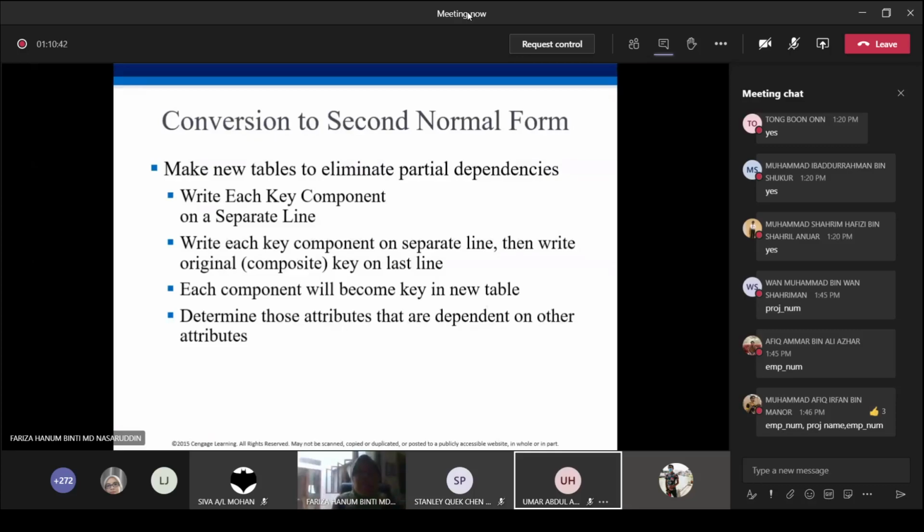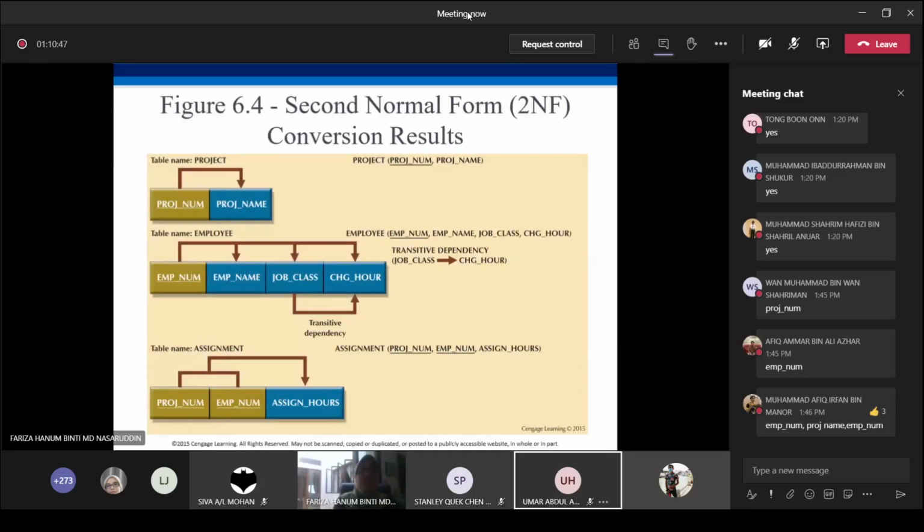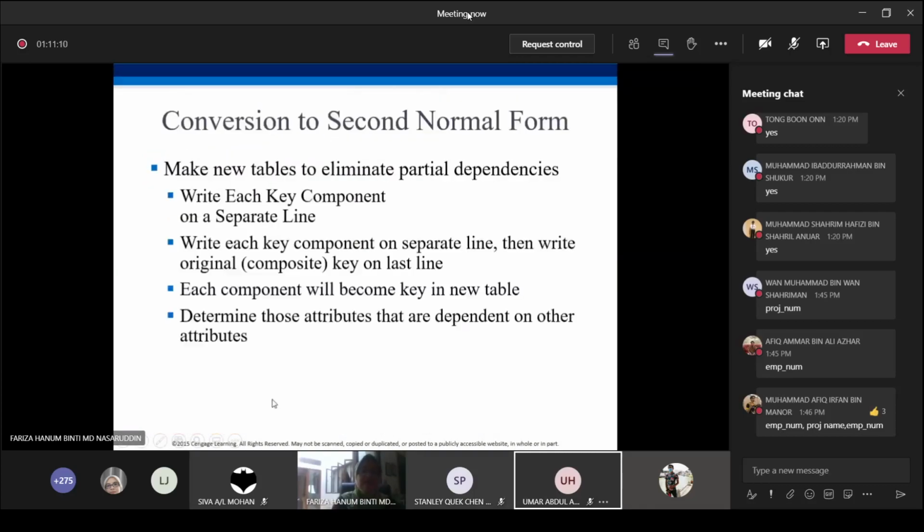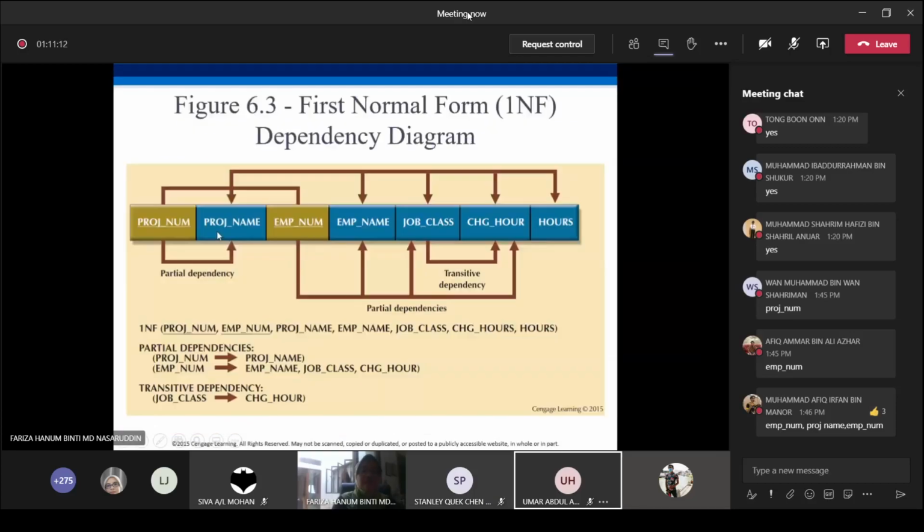So now in the second normal form, you have 3 tables, right? Okay, so you will have project num, project name, this is one new table. Employee num, employee name, job class, and charge per hour, this is a new table. And project num, employee num, you have the hours that they work for that particular project as the only attribute left from the original table, right? This is all. This has gone.